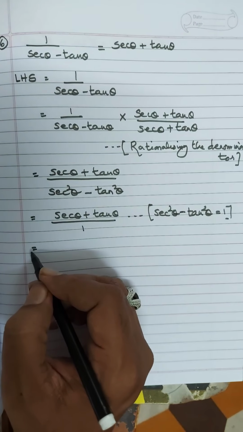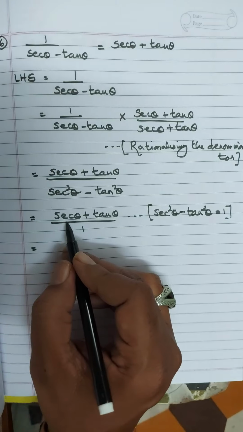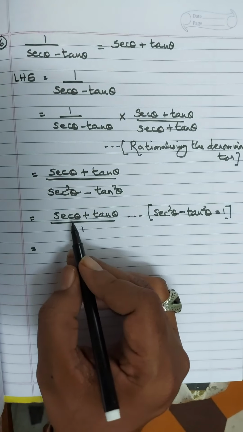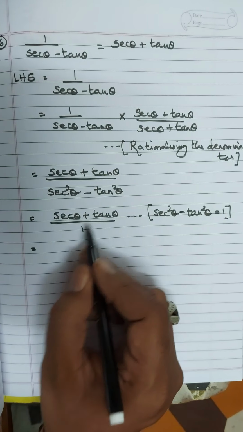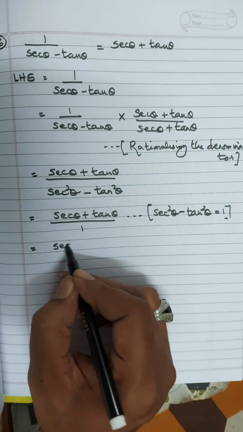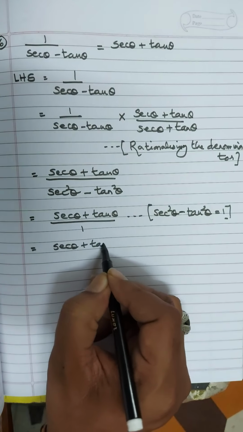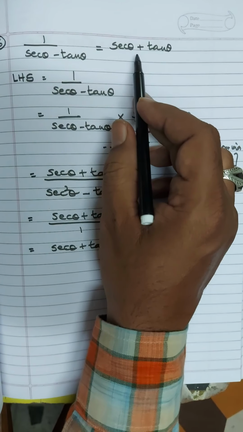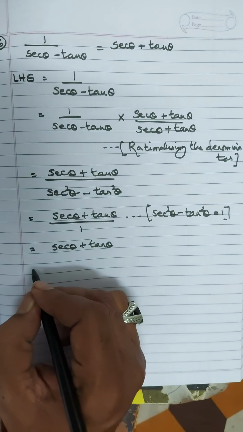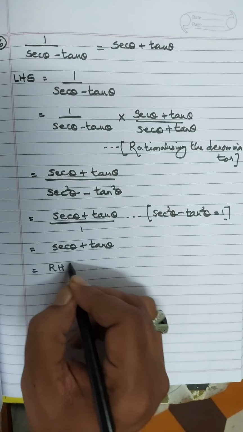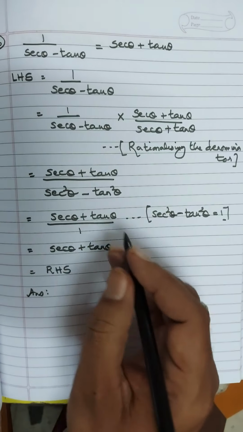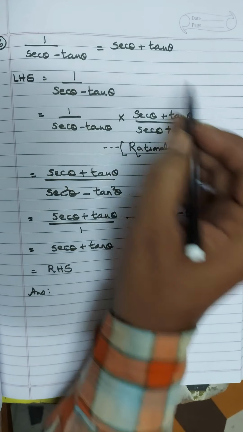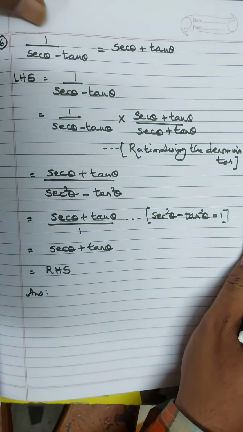Okay, so what we have to do is, now look at the reason here, relations. Sec theta plus tan theta upon 1. So upon 1 normally we don't write, so whatever the numerator value is there, we need to bring it down. Sec theta plus tan theta here. Now look at the right hand side, we got the answer here. Okay, so we need to write equal to RHS, that is, right hand side. In the answer we need to write the entire question. It means left hand side is equal to right hand side. Okay, I hope you understood this question also.